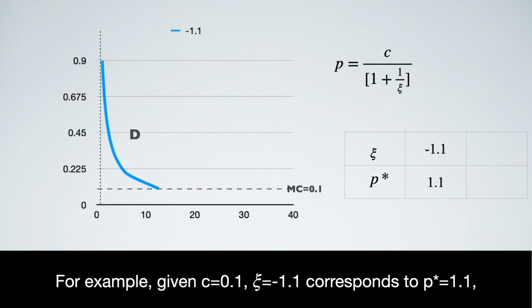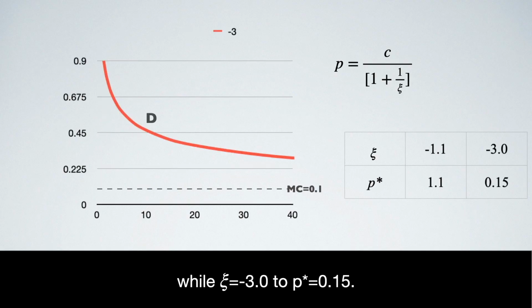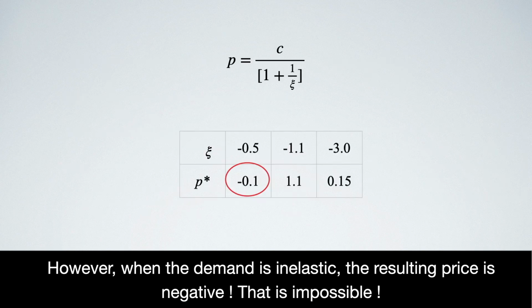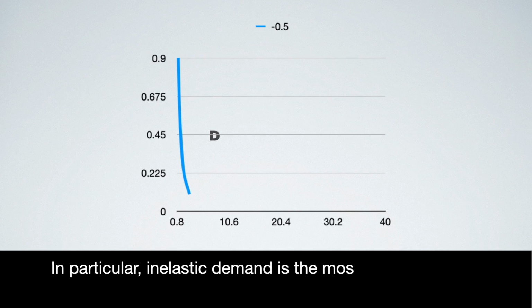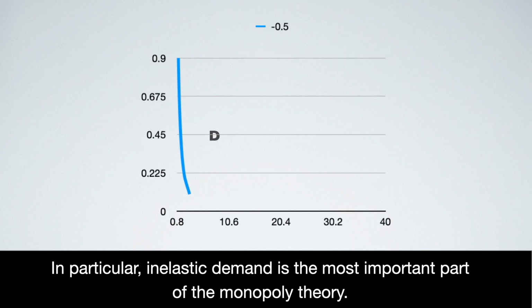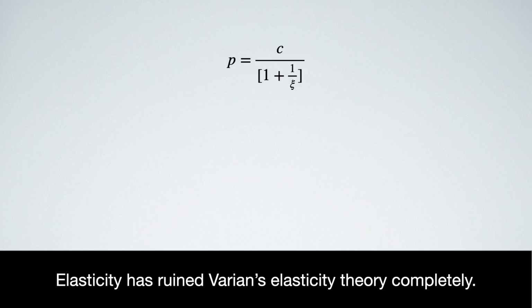For example, given C equals 0.1, elasticity equals negative 1.1 corresponds to P equals 1.1, while elasticity equals negative 3.0 corresponds to P equals 0.15. However, when the demand is inelastic, the resulting price is negative. That is impossible. In particular, inelastic demand is the most important part of the monopoly theory. Elasticity has ruined Varian's elasticity theory completely.